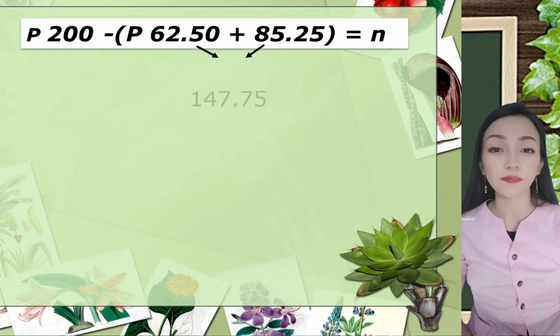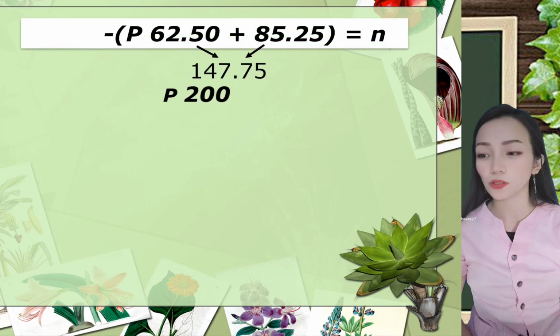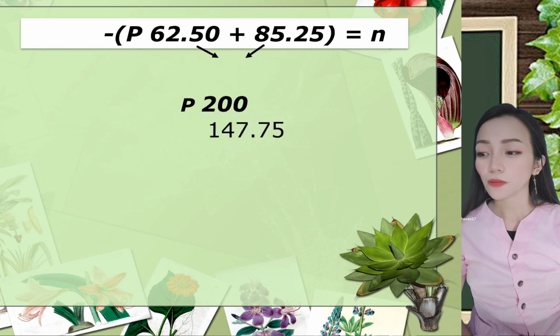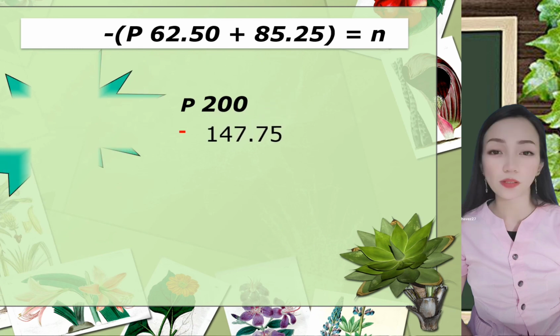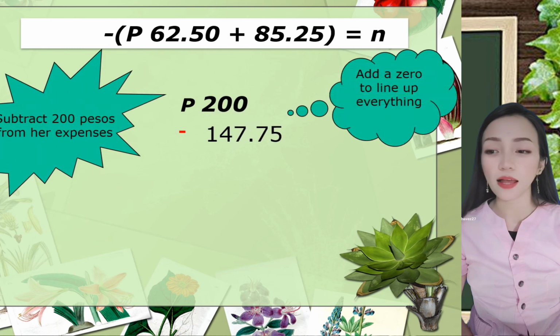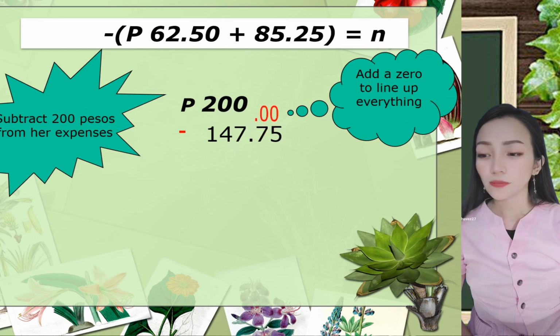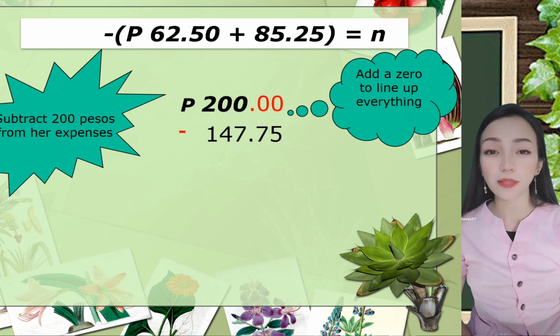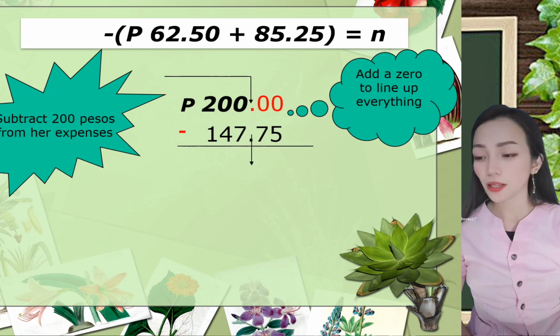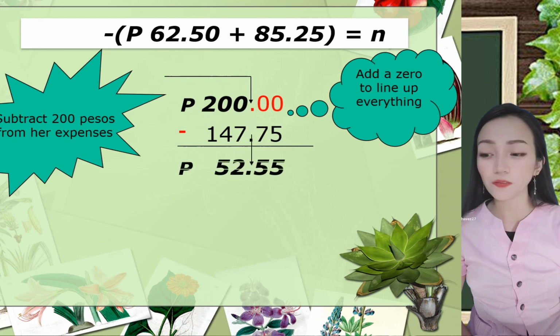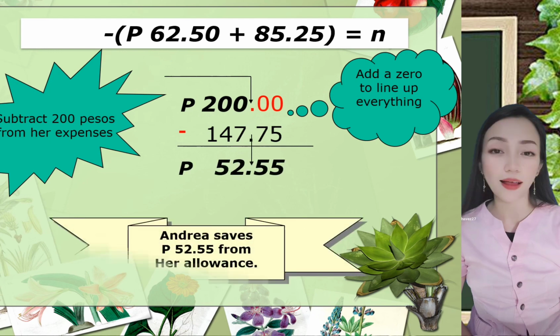Let us now subtract 147.75 from 200 pesos. Subtract her expenses from 200 pesos. Add a 0 to line up everything. So 0 minus 5, that cannot be. All you have to do is to review your skills on borrowing. So the answer is 52.55. Andrea saves 52.55 from her allowance.